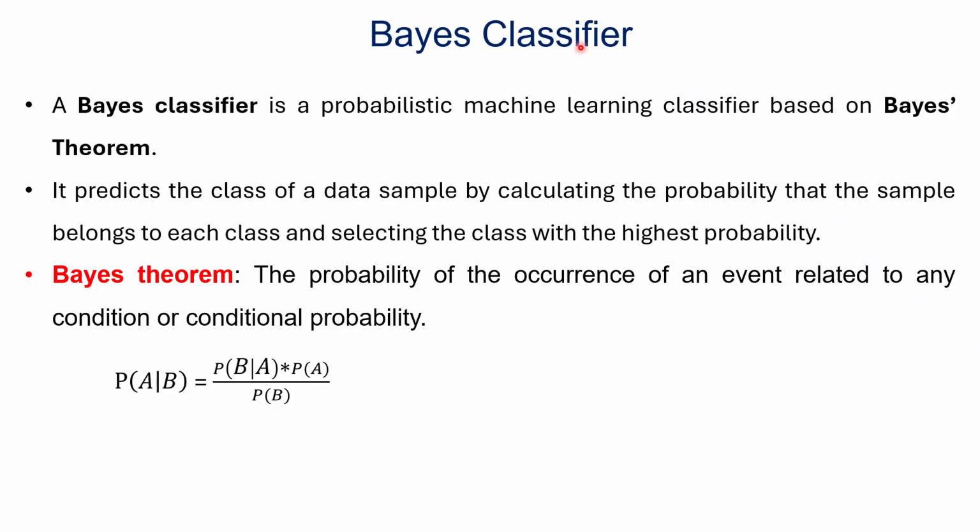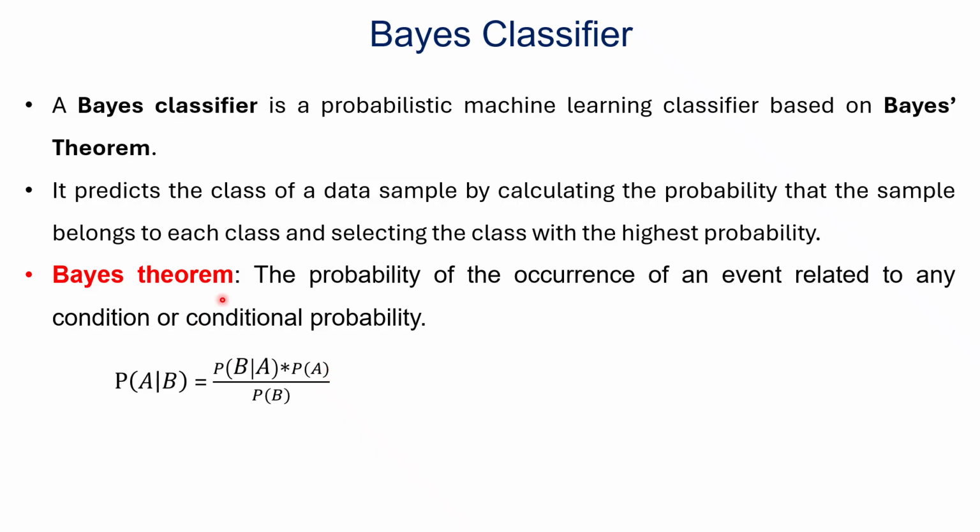Now we shall go into the topic. Bayes classifier. A Bayes classifier is a probabilistic machine learning classifier based on Bayes' theorem. It predicts the class of a data sample by calculating the probability that the sample belongs to each class and selecting the class with the highest probability.